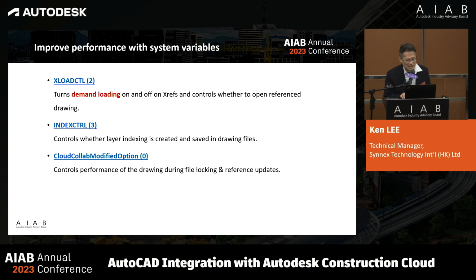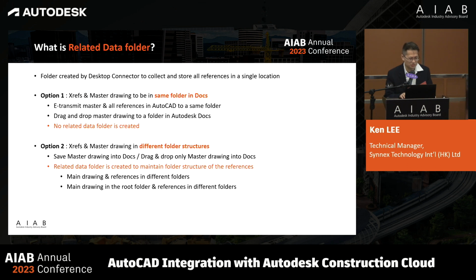There are also some system variables I can highlight to help you use references more effectively. To use demand loading, we recommend you use the index for maximum performance. Use demand loading with reference drawings saved with layer and spatial indexes turned on. These are the recommended system variables you should use to turn demand loading on and turn on the index control. There are also controls for file locking performance. If you don't want to use file locking, you can turn it off with this system variable.